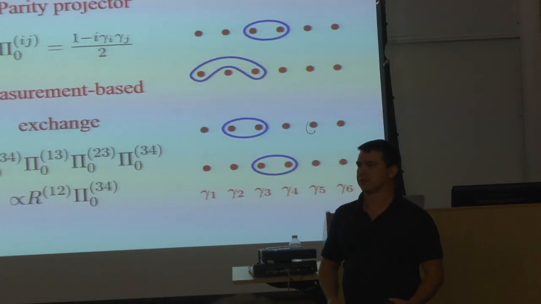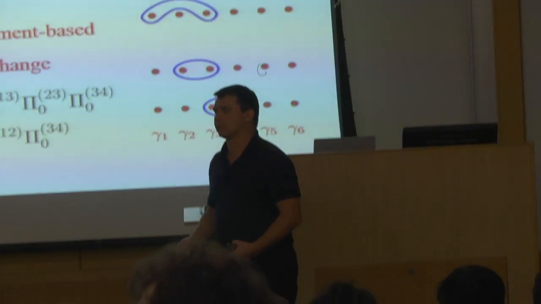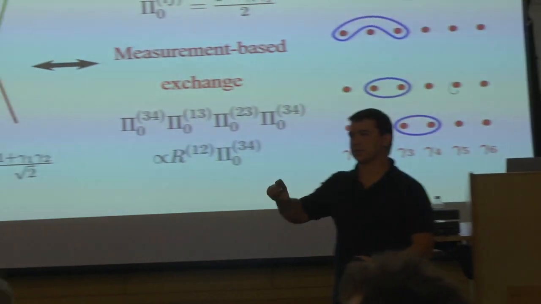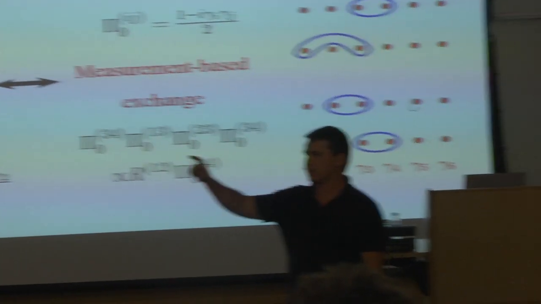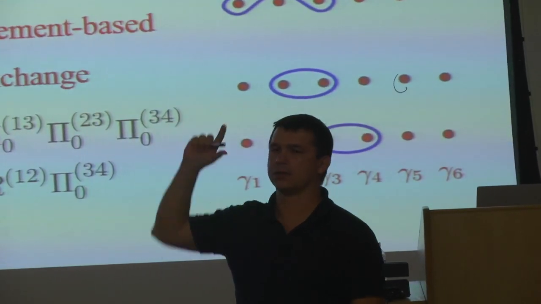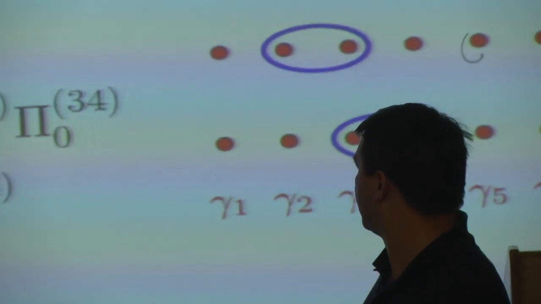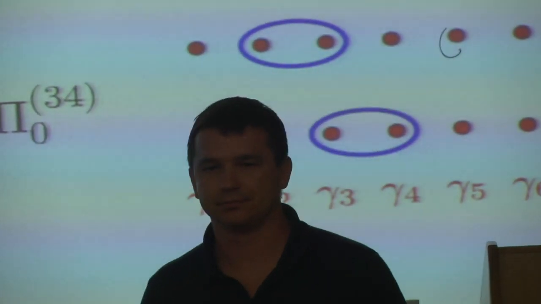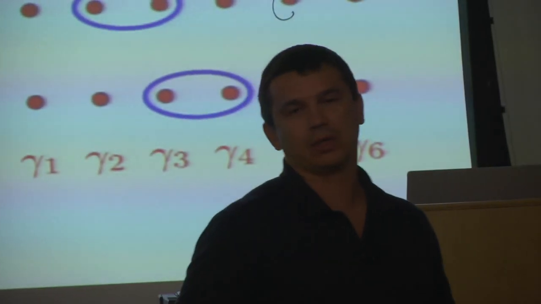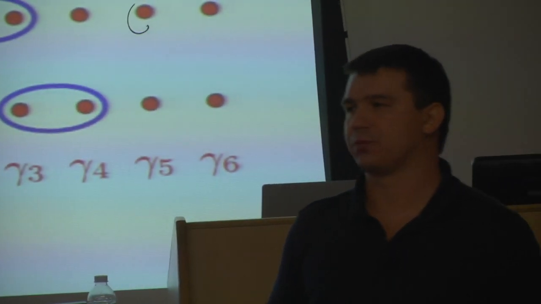So the idea is not to move particles around, but actually perform a sequence of pair measurements here, here, and then here. And just these 4 measurements will give you the right outcome. So that's how we envision topological quantum computation.